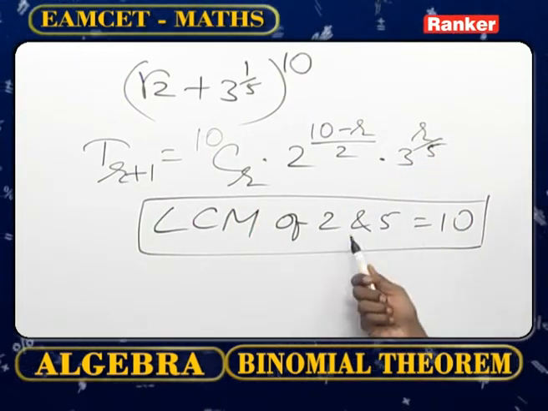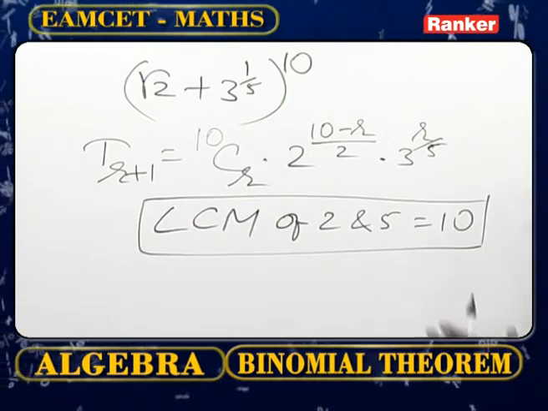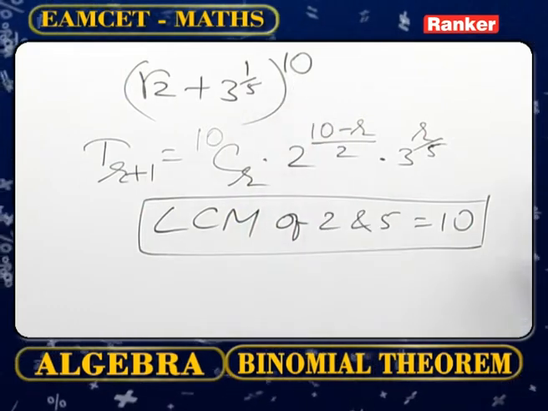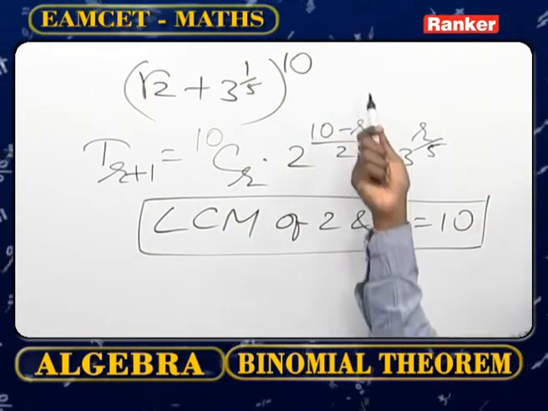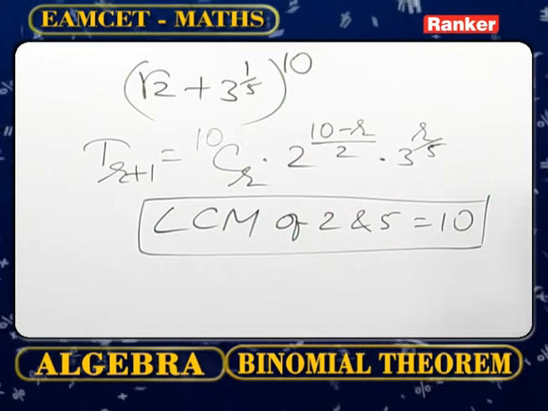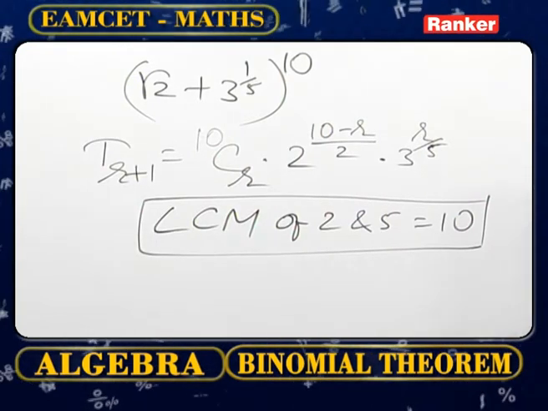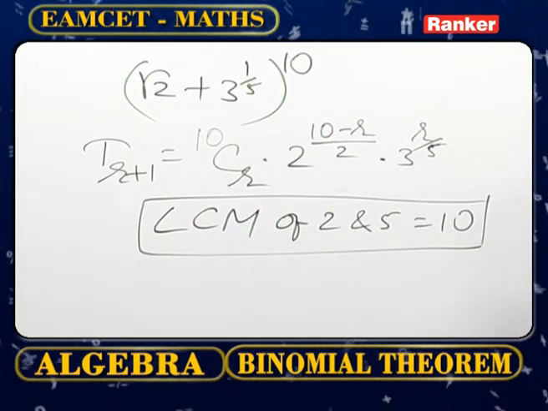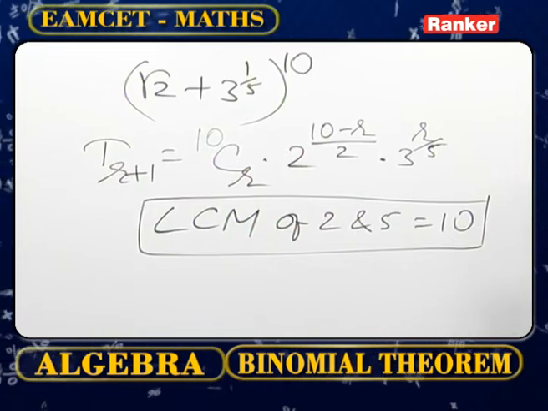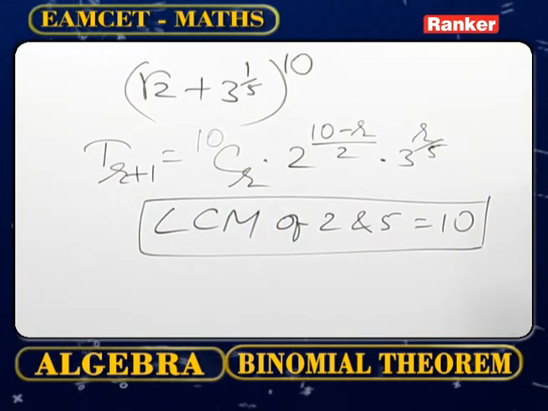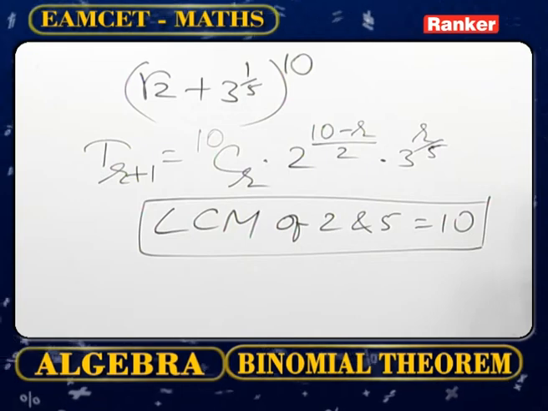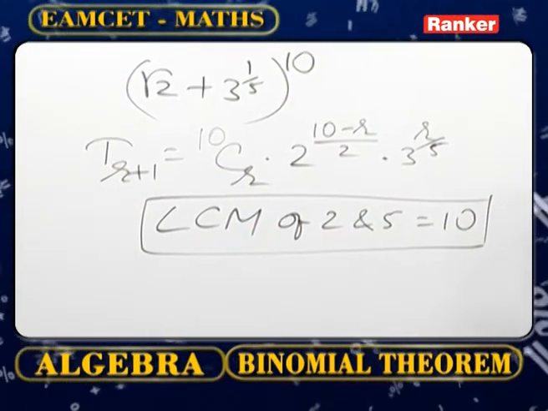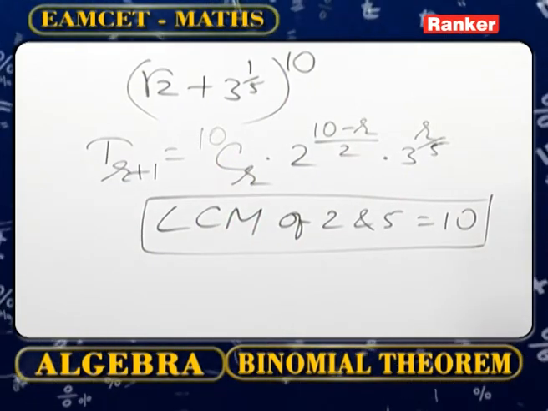So when LCM of 2 and 5 is 10, understand, because you have only power 10 here, you will be getting only 11 terms in the expansion, but it may be given power 100 also. In such a case, what happens? You have to take 10, 20, 30, 40, 50, 60, 70, 80, 90, up to 100. Then thereby you will be counting all the existing rational terms. But here in this case, it's a simple problem because the power is 10. You'll have only 11 terms in the expansion.